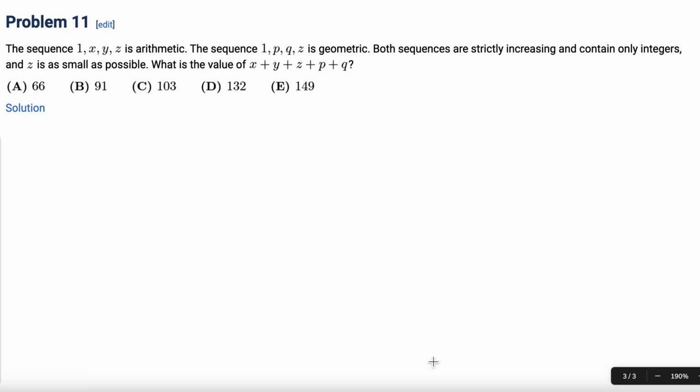Let's take a look at this interesting problem. We have two sequences, one is arithmetic, one is geometric, and they both share the same final term. They're both strictly increasing sequences of integers. We want to find each of the terms in these sequences.